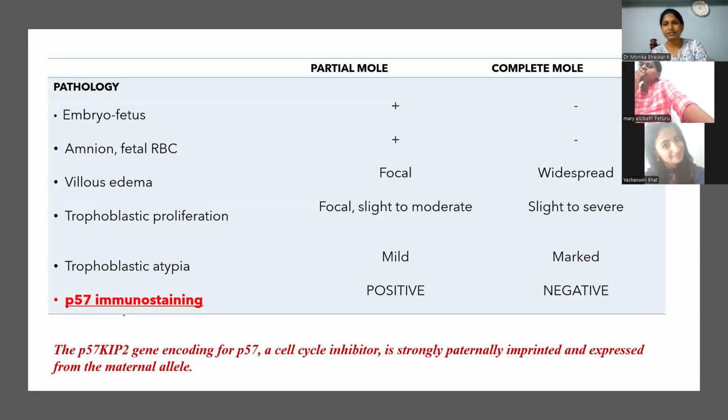This is the same thing I have told, but you have to understand that P57 immunostaining is a very important thing, and it is coded for P57. It is a cell cycle inhibitor. This word is very important: it is paternally imprinted but expressed from the maternal allele. So if there is no maternal allele, this expression will not result. Only in partial moles is the maternal genetic material present. That is why P57 immunostaining is present only in a partial molar pregnancy.